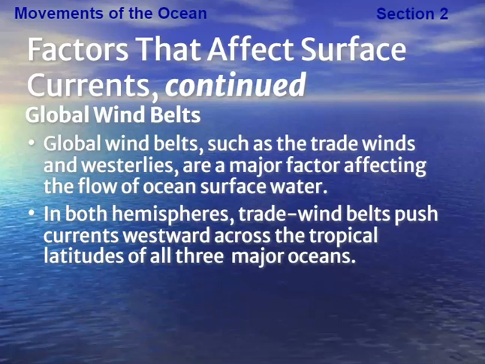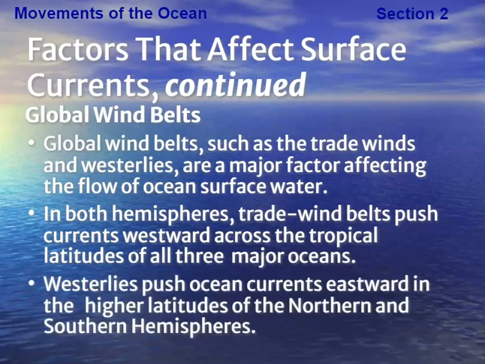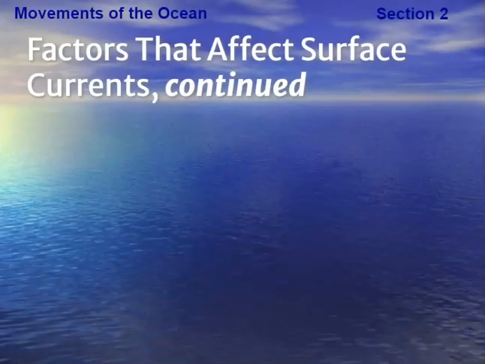In both hemispheres, we have trade wind belts that are pushing currents westward across the tropical latitudes. And then our westerlies are going to push ocean currents eastward along the higher latitudes of the northern and southern hemispheres.